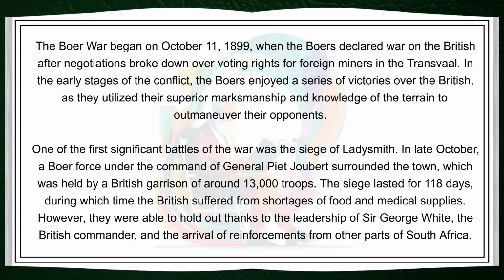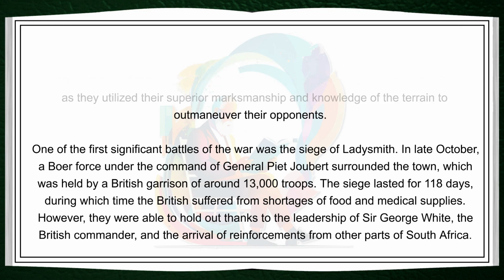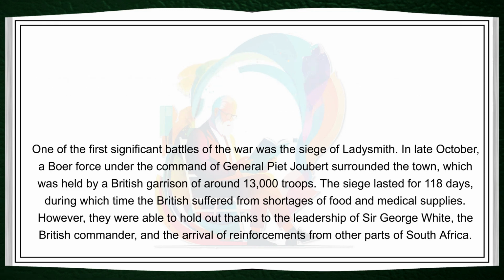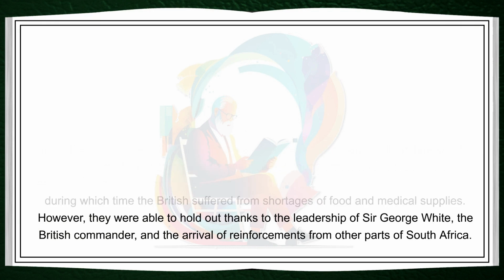One of the first significant battles of the war was the Siege of Ladysmith. In late October, a Boer force under the command of General Piet Joubert surrounded the town, which was held by a British garrison of around 13,000 troops. The siege lasted for 118 days, during which time the British suffered from shortages of food and medical supplies. However, they were able to hold out thanks to the leadership of Sir George White, the British commander, and the arrival of reinforcements from other parts of South Africa.